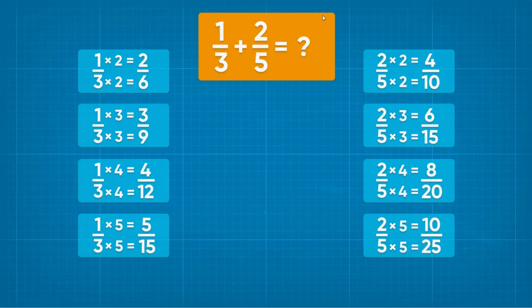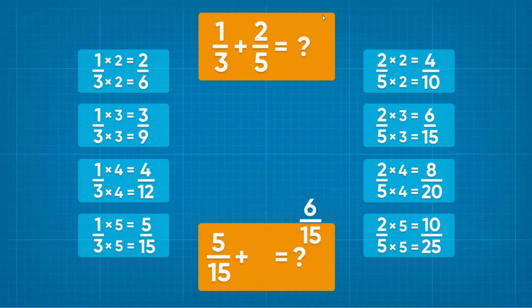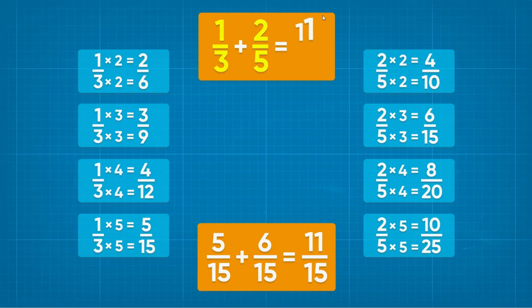We each have a fraction with 15 in the denominator on our list. So 1/3 plus 2/5 is the same as 5/15 plus 6/15. Then we just add them together to make 11/15. So 1/3 plus 2/5 equals 11/15. Excellent. Now I'm about to show you a more efficient way to find a common denominator.